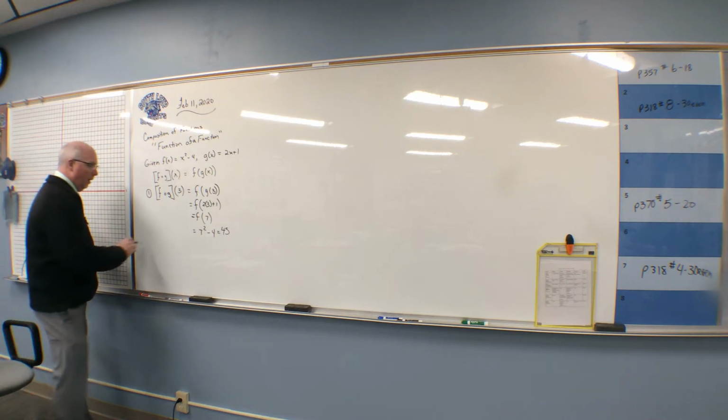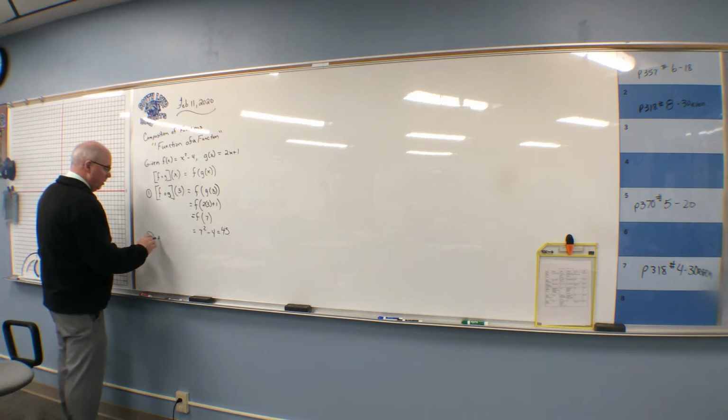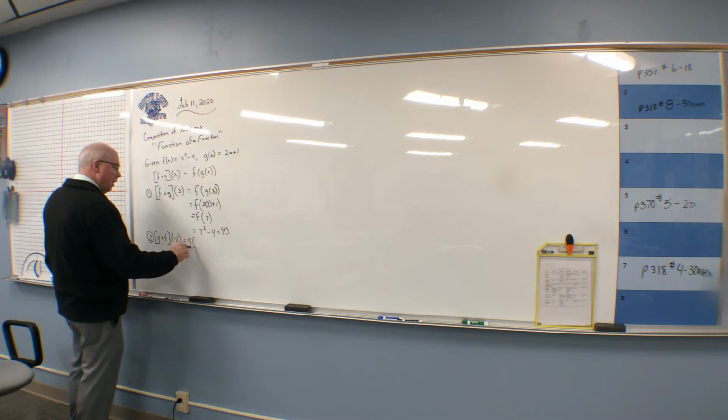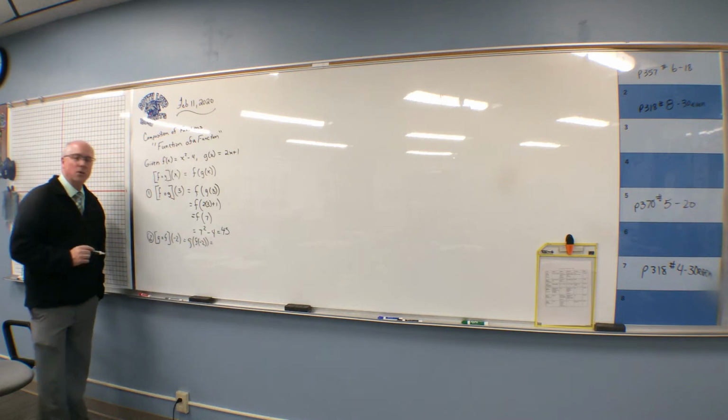Now I can turn it around. For example, I want you guys to try this one. g of f of negative 2, which means take the g of the f function of negative 2. Would you please do that?